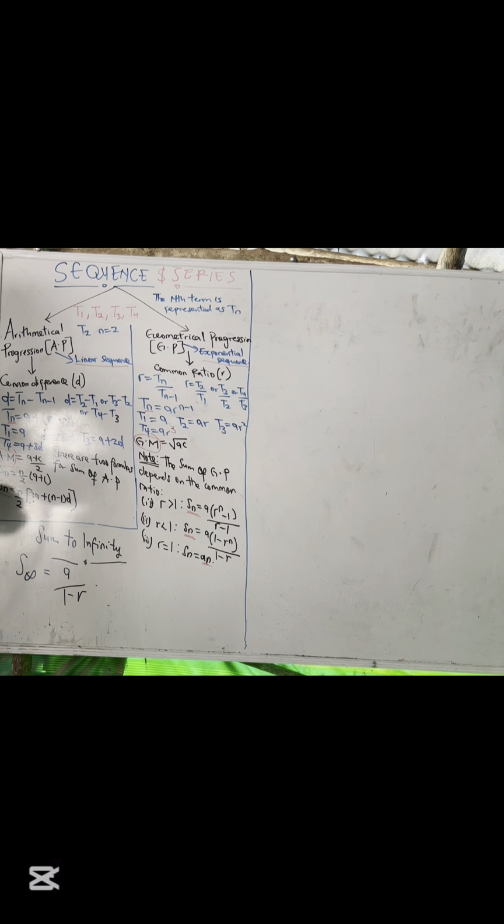And lastly, we have what we refer to as sum to infinity. The general formula for the sum to infinity is a over 1 minus r. Let's look at some examples for this aspect.